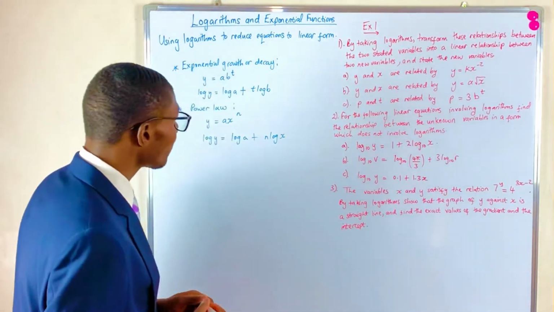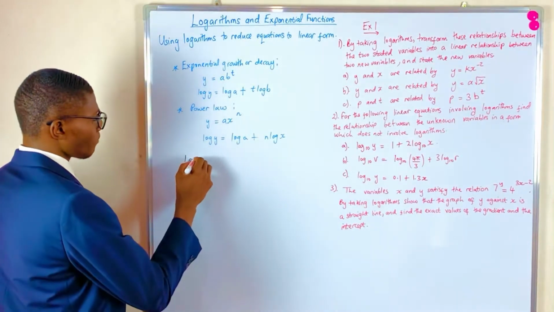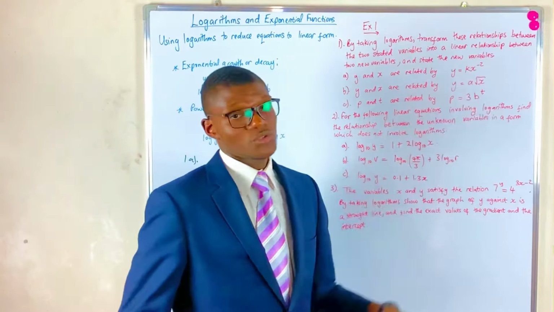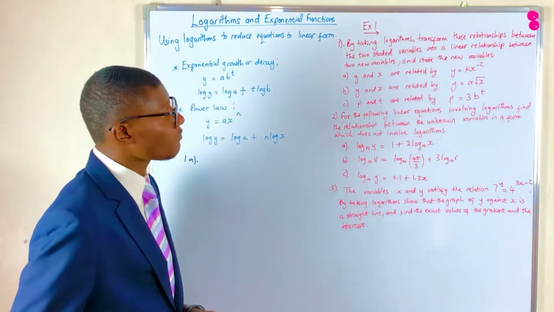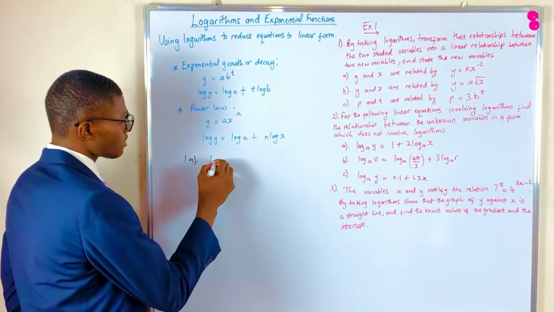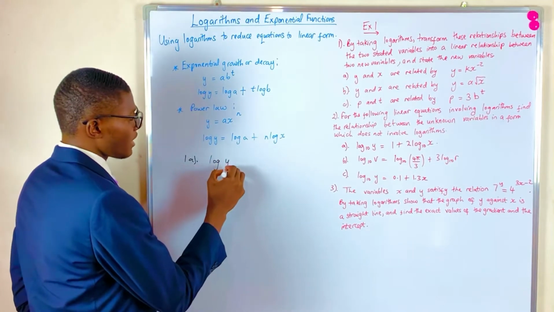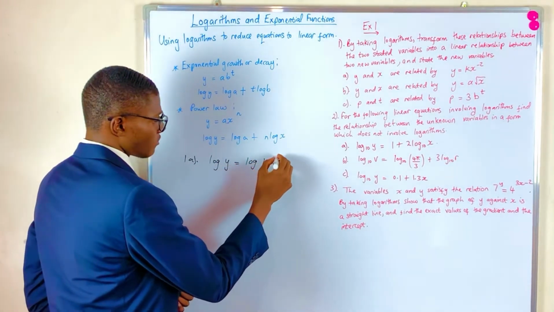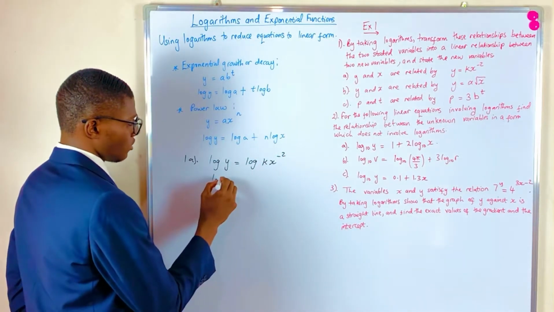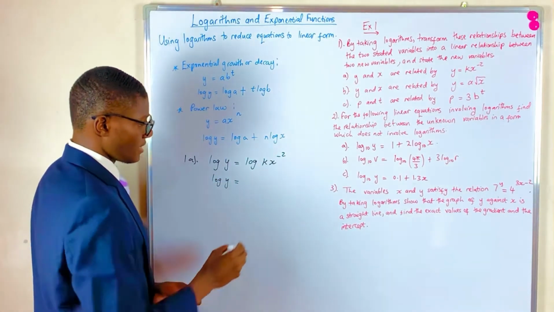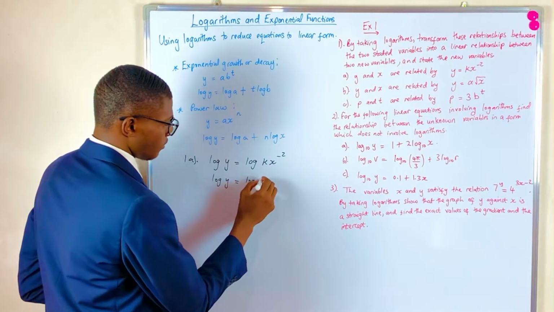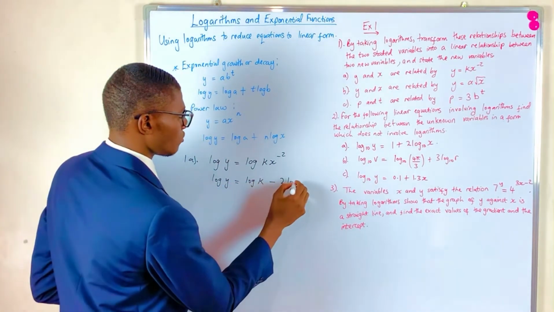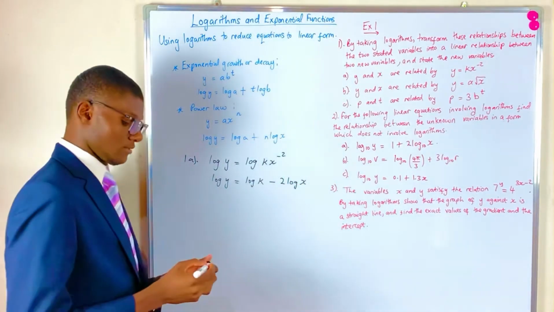So for number 1a, we've got x and y that are related by y is equal to k x to the power of minus 2. So if we take logs, we're saying log y is equal to log of kx to the power of minus 2, which implies that log y is equal to log k minus 2 log of x.